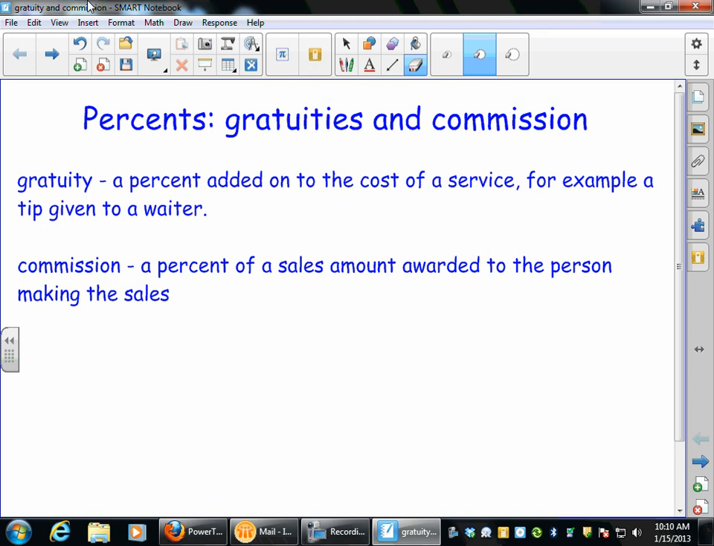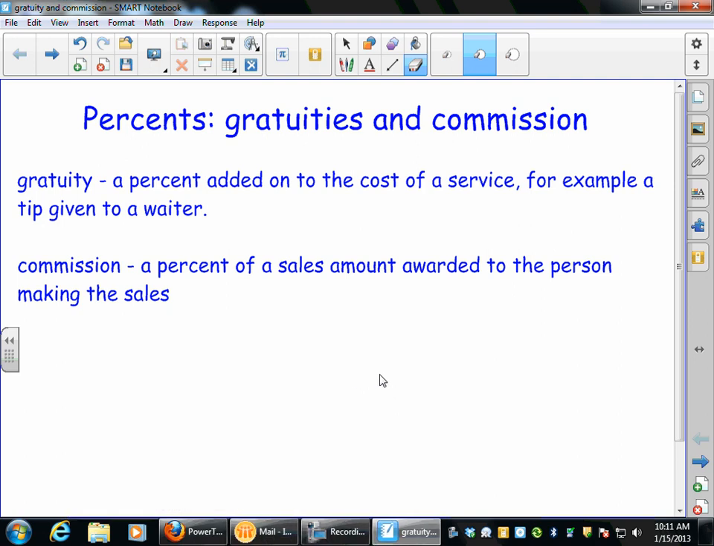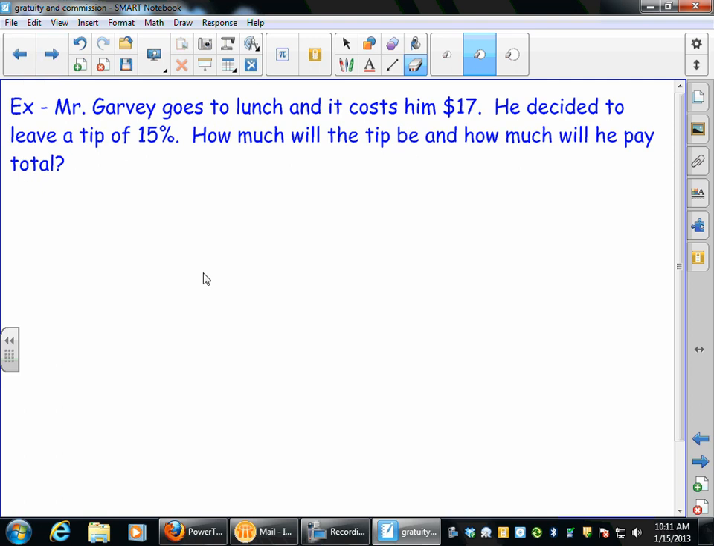Commission is a percent of a sales amount awarded to the person making the sales. So easiest example of this, somebody that sells cars usually works on commission. When they sell a car, they get a percentage of what the car costs as part of their paycheck. So the idea is it gives them a reason to try to sell cars because the more they sell, the more money they will make. Okay, so how do we do these problems? Oh, they're not too hard.